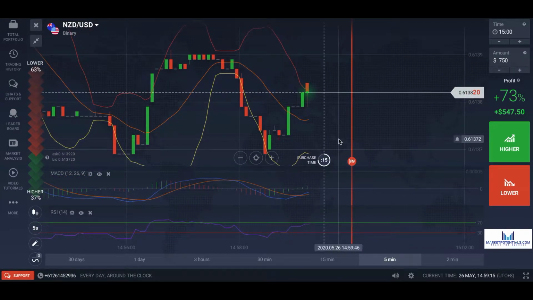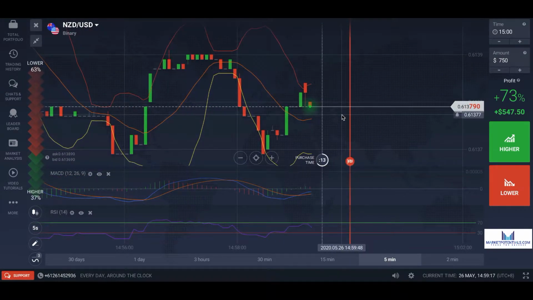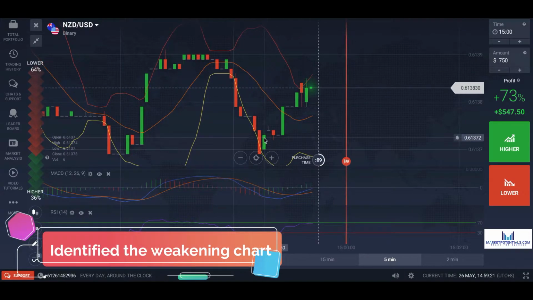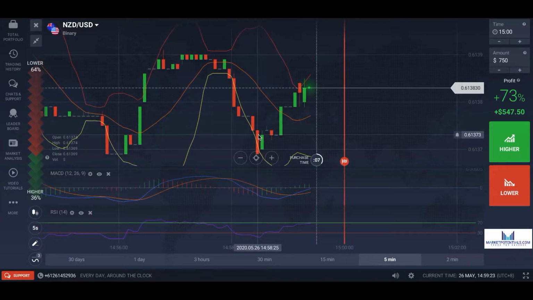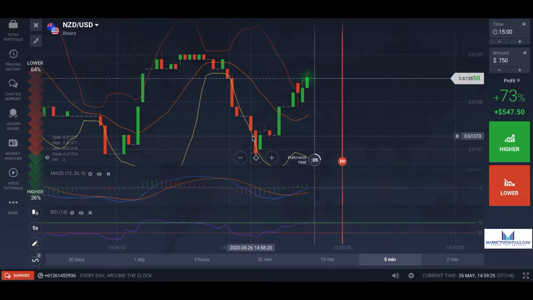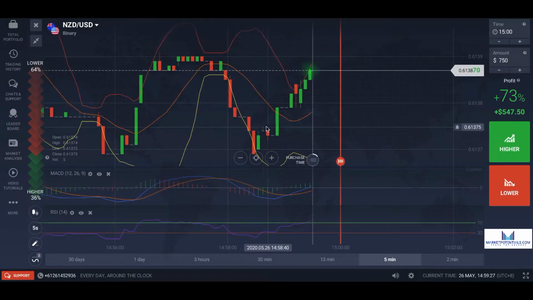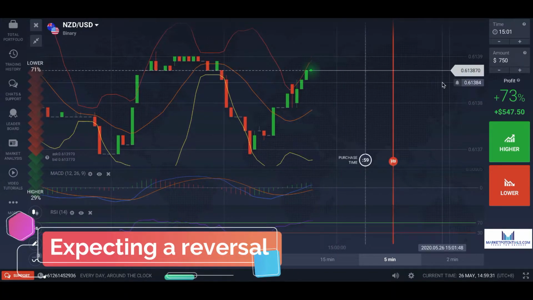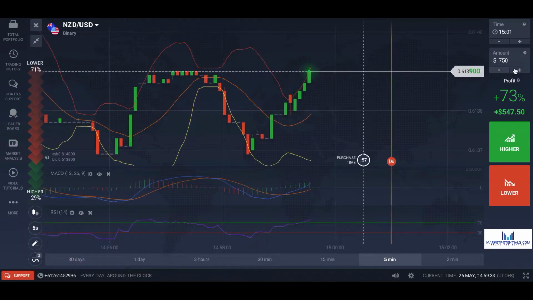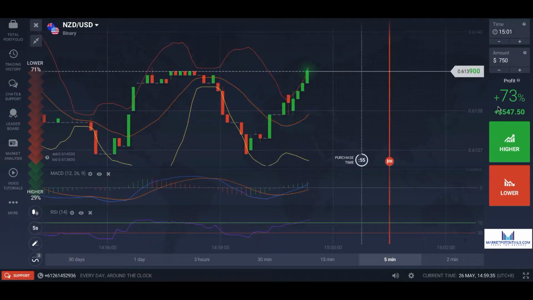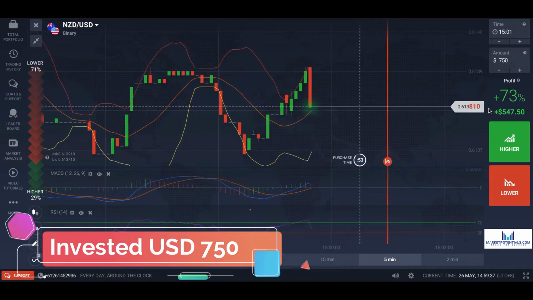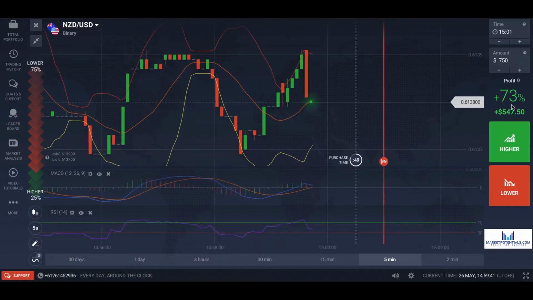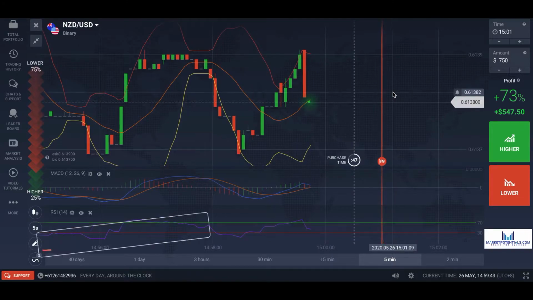As you saw here, the chart weakened fairly significantly, and I entered into a trade somewhere around here, simply because I knew that a trend reversal was coming, and true enough, it did. I put in $750 in this particular trade to net me a return of $547. That's an ROI of 73%, guys, a huge ROI.